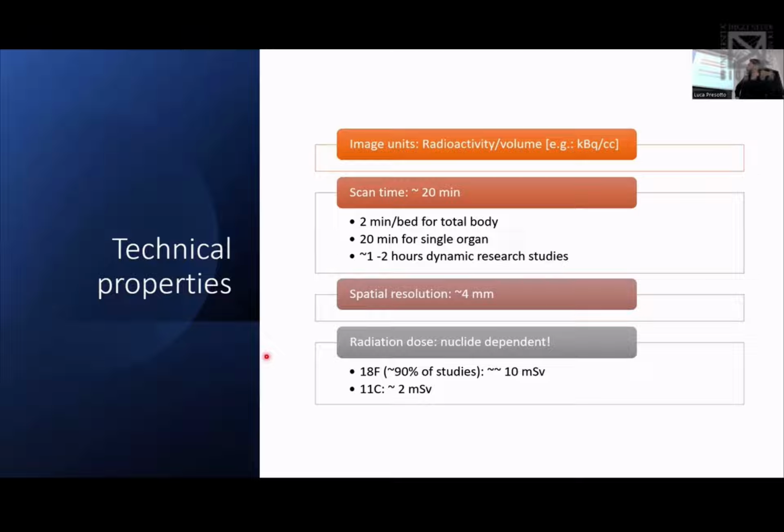The radiation dose is nuclide dependent, given the decay time. The longer the decay time, the more you need to count. So we have around 10 millisieverts for an 18F study and 2 millisieverts for a carbonyl-labeled study.